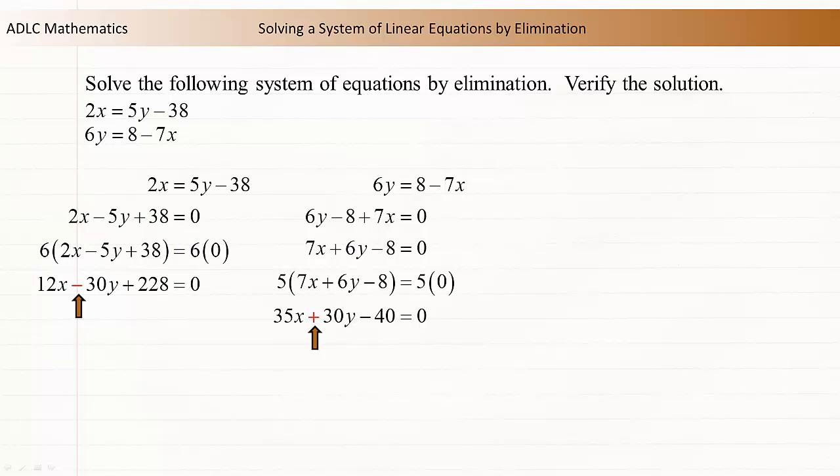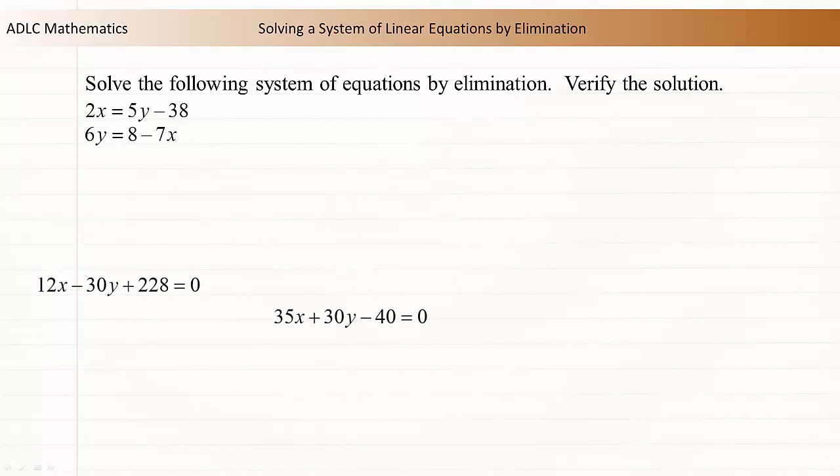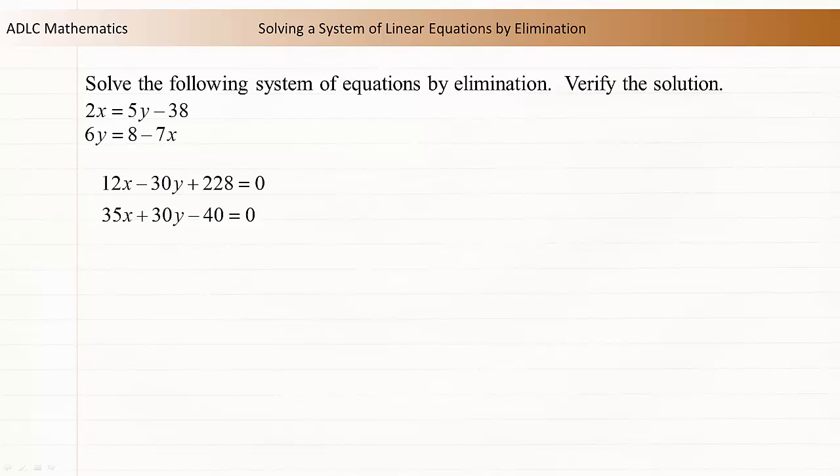The signs of the two coefficients are different, so we'll add the equations. This will cause the two terms to reduce. To add the equations, line them up one above the other so the corresponding terms line up. The x terms line up, the y terms line up, the constant terms line up, the equal signs line up, and the zeros line up. Add each set of terms.